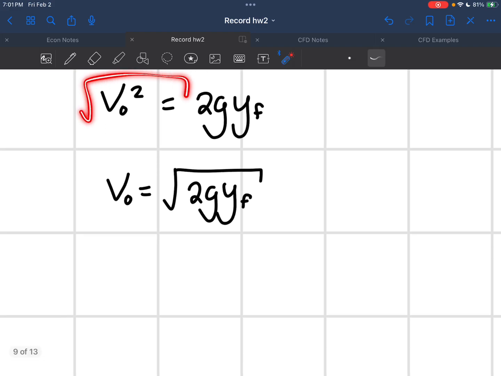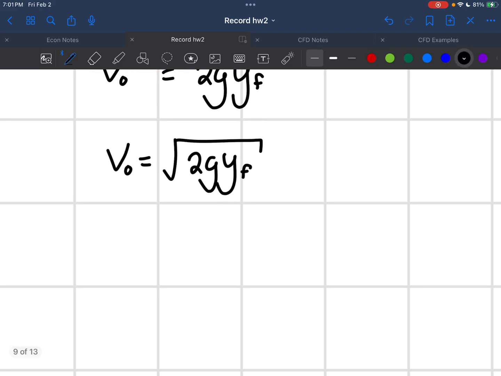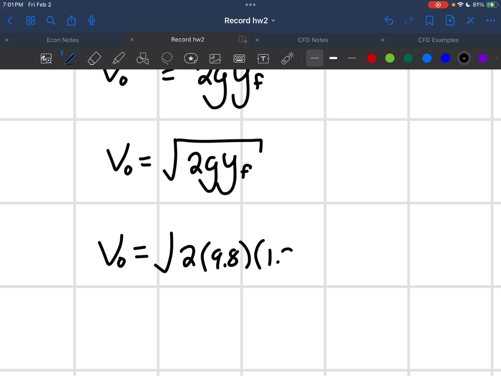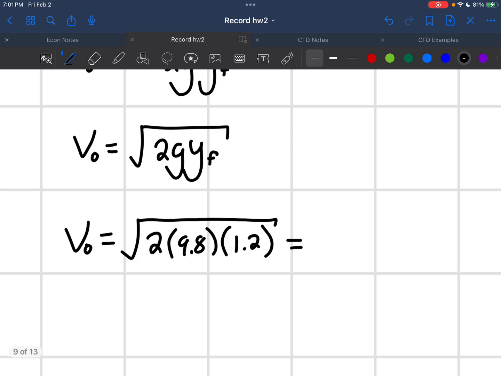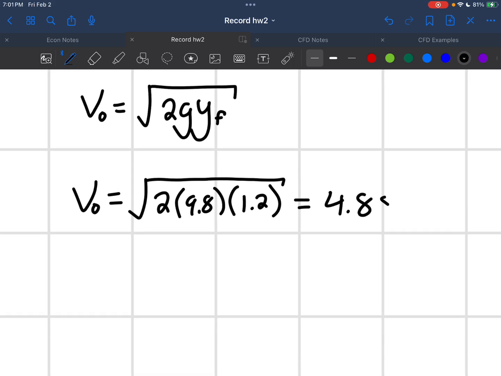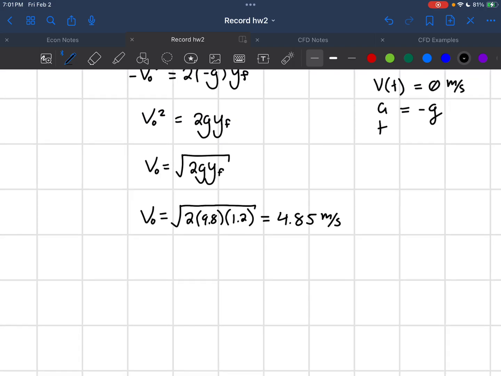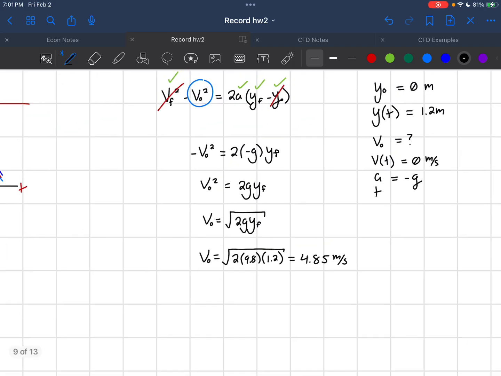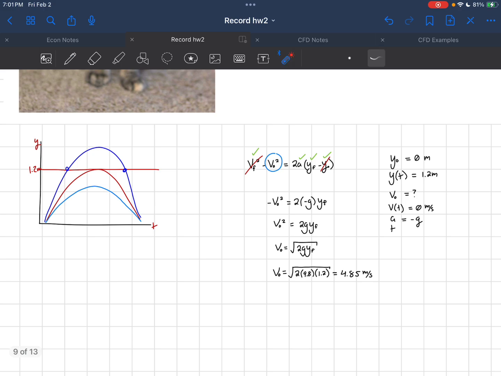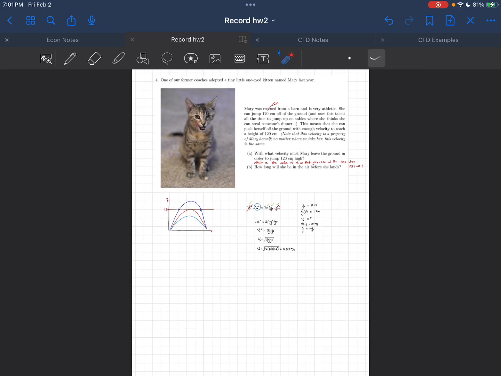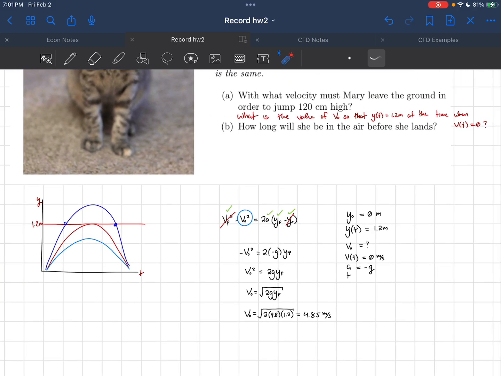In this case, I just took the square root of both sides of my equation. And now I plug in my numbers. My v naught will be the square root of 2 times 9.8 times 1.2. And that will give me a number of around 4.85 meters per second. I rounded up just slightly, but that is going to be Mary's initial velocity for the next 3 problems. Well, this one and then 2 more. So now I have to figure out how long she will be in the air before she lands.